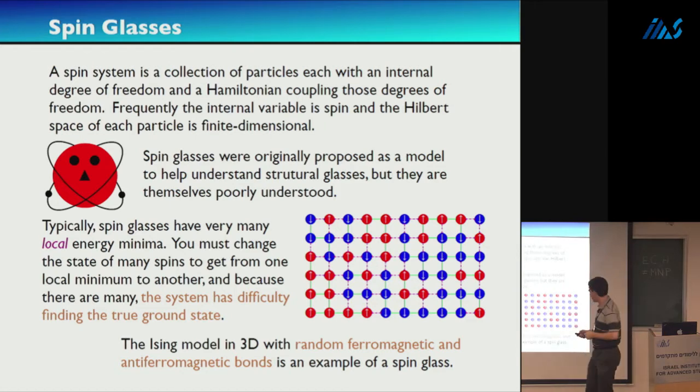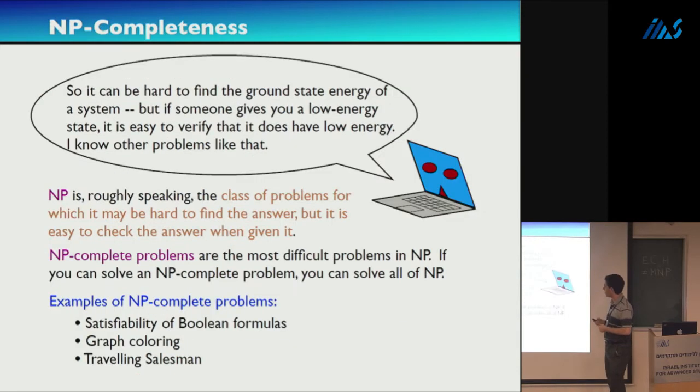So an example of this would be a 3D Ising model. This is just a classical spin system. You have a bunch of classical two-state particles arranged in a 3D lattice, and between each neighboring pair of particles you have a random interaction, which could be +1 or -1, ferromagnetic or antiferromagnetic. I guess those are opposite.